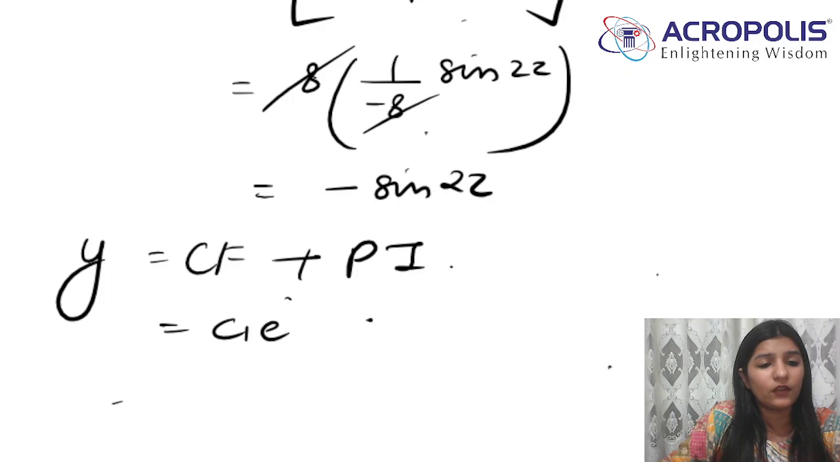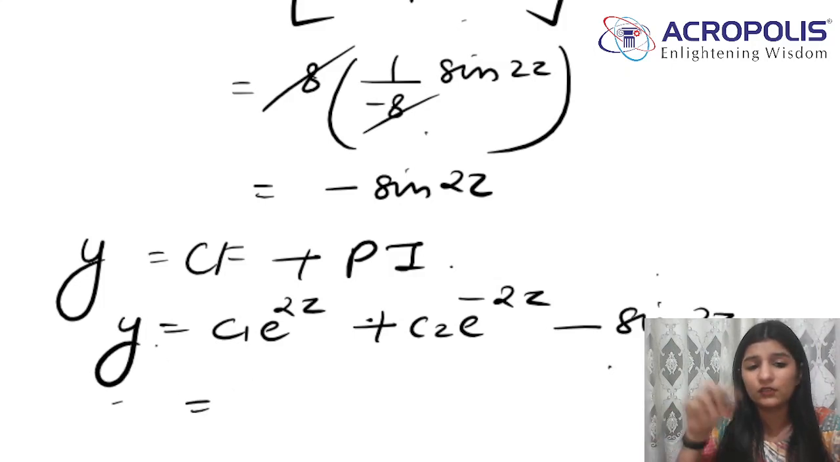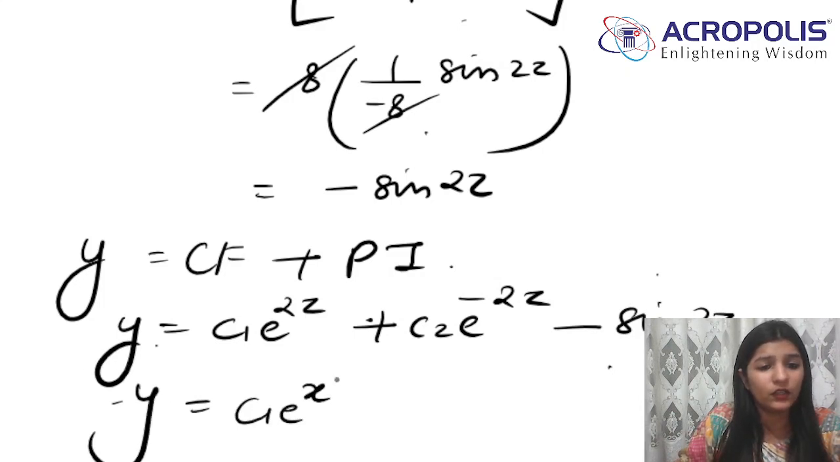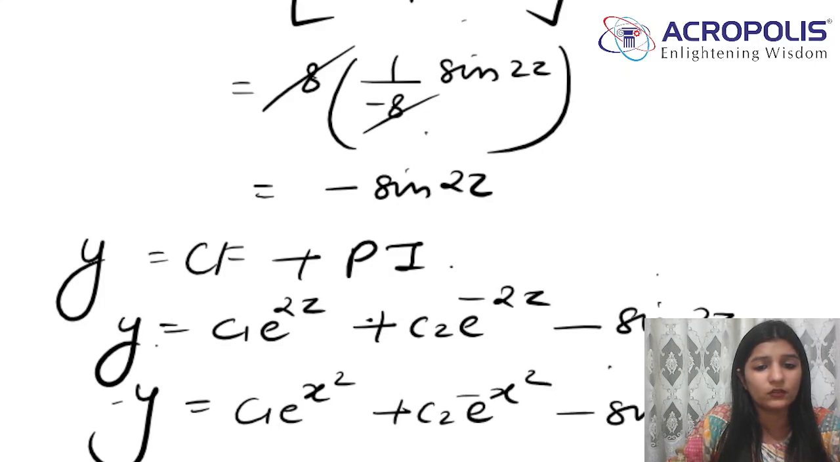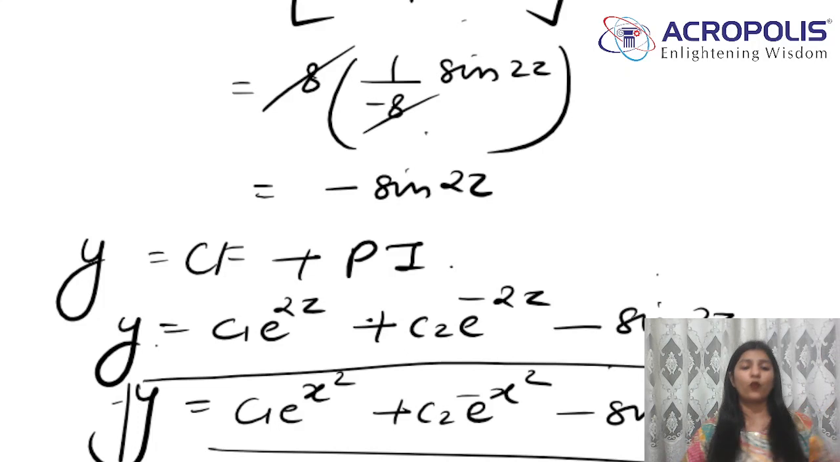CF is C1 e raised to 2z plus C2 e raised to minus 2z, minus sine 2z. Now in this step you have to change z into x form. y equals C1 e raised to x square plus C2 e raised to minus x square minus sine x square. Now this is the complete solution of y.